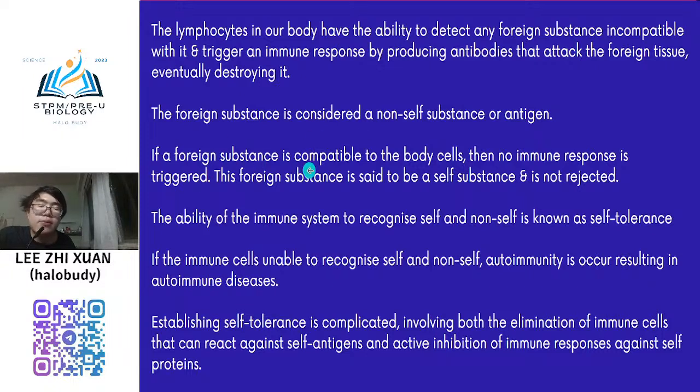If a foreign substance is compatible with our body cell, then no immune response is triggered, so the foreign substance is said to be a self substance and is not rejected. So if the foreign substance, like the self antigen, is compatible with our body cell, meaning that it is actually good for our body cell or has no effect at all, it will not kill our body cell and just stays there. So no immune response will be triggered, and no adaptive immune response. So this one we call a self substance.